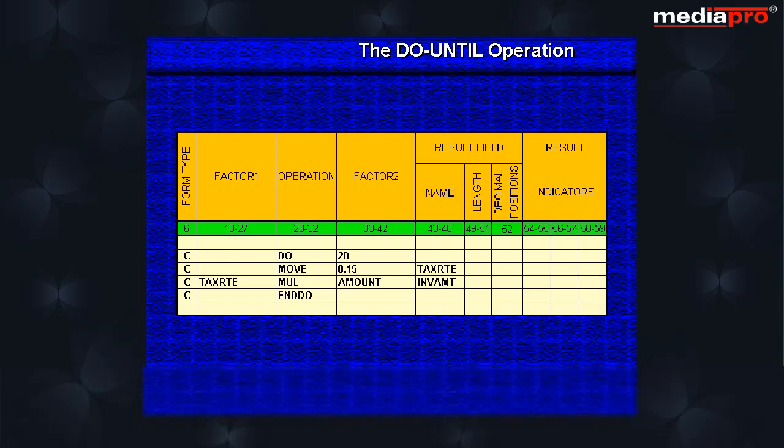Sometimes you need to execute a loop a fixed number of times. For this, we have the do loop, which executes the statements coded between do and end as many times as specified in factor 2. Do automatically increments an internal counter each time through the loop.